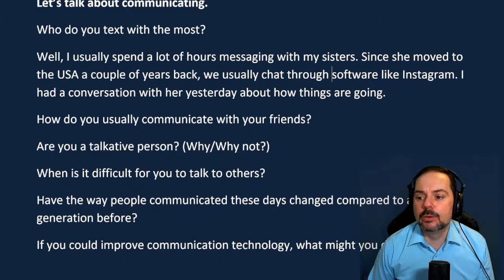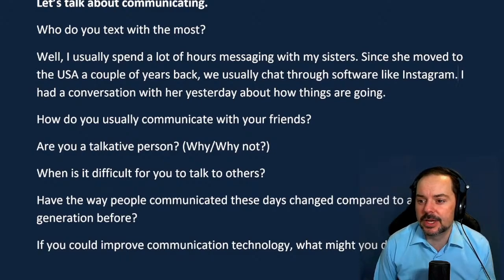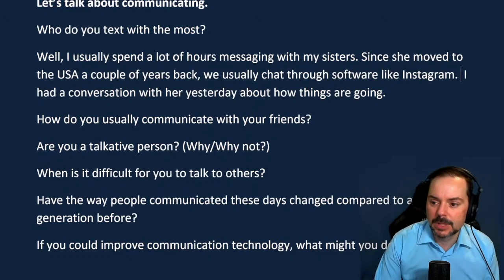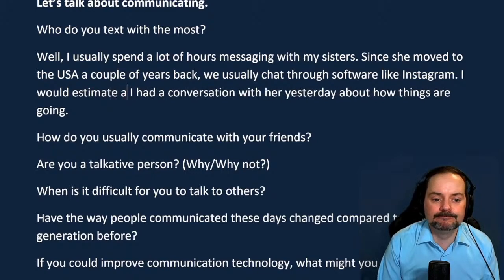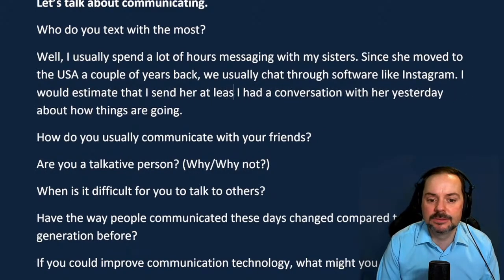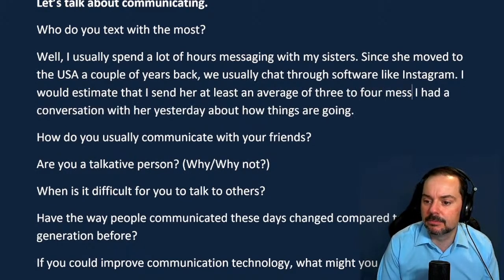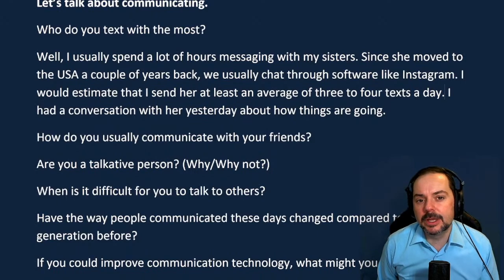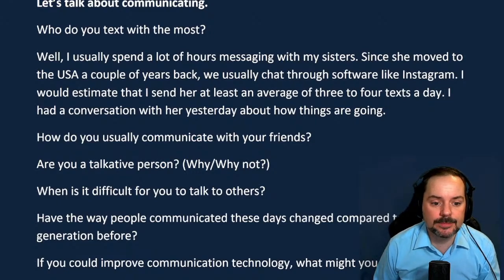And this is where I would put in a quantitative piece of information. So as soon as you hear most or often or any kind of context that's asking for frequency, okay, I would put in a number. Like I would estimate that I send her at least an average of 3 to 4 messages a day. Or texts, if I've already said messages. And that will really increase the chance that, okay, the examiner will say, that's a 9. It was just such a clear answer, okay?